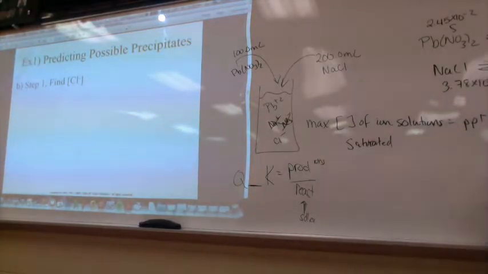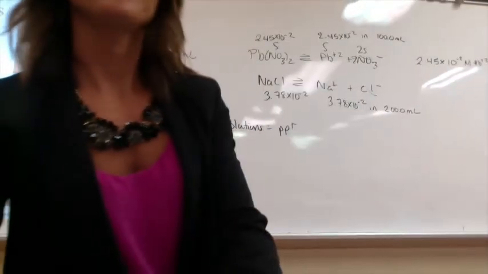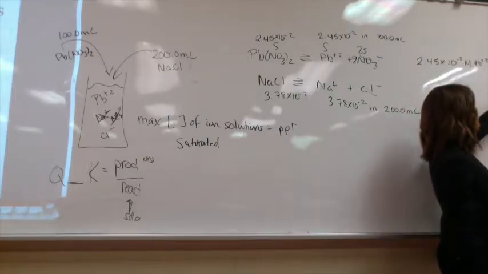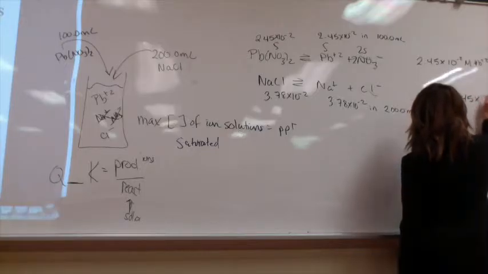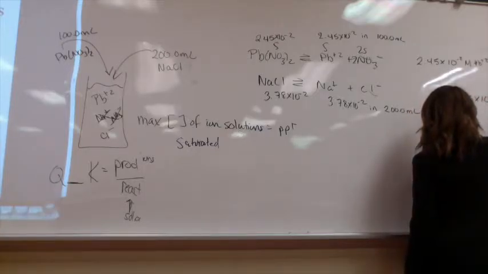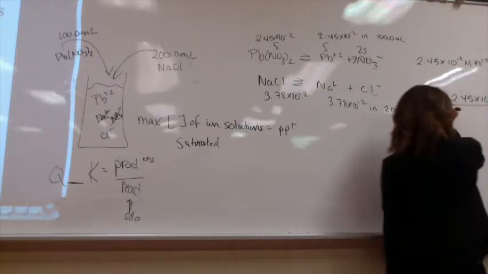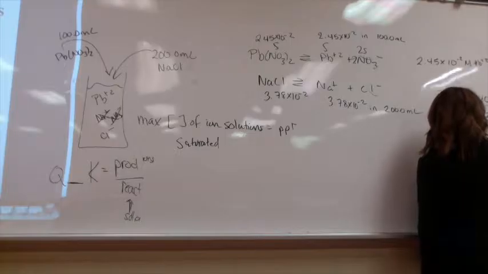So if I'm going to do this, I'm going to say 2.45 times 10 to the negative second molar Pb2+ is equal to X moles divided by 0.100 liters. I'm going to show you how to do it with moles instead of M1V1, but you can choose whatever you want to do. So then you're going to solve for that. How many moles will that be? If you're doing scientific notation, this is 1 times 10 to the negative first. So that's going to be 2.45 times 10 to the negative third moles of Pb2+. And now that's in the new volume, which will be 0.300 liters.